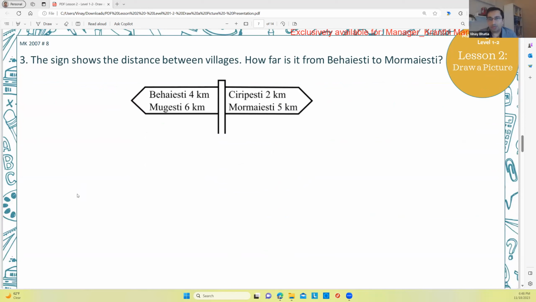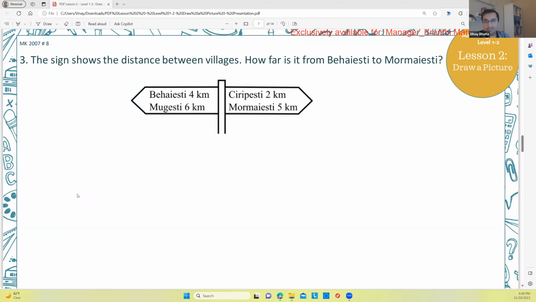Neil, why don't you explain the problem? The sign shows the distance between villages. How far is it from Bahausti to Marmasti? All of you solve it, and then after 20 seconds, I'll ask one of you to come and present with a drawing. Solve it on the pen and paper, then I'll invite you to speak. Cyan has raised his hand. Cyan, let's give others 10 seconds or 20 seconds to solve it on their pen and paper. Then I'll ask Cyan to present.